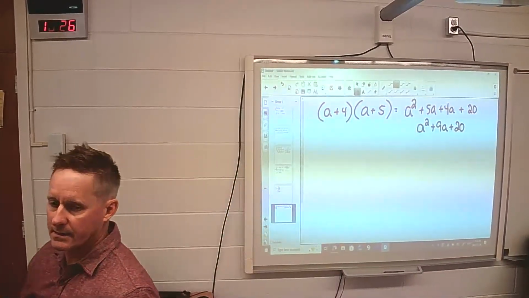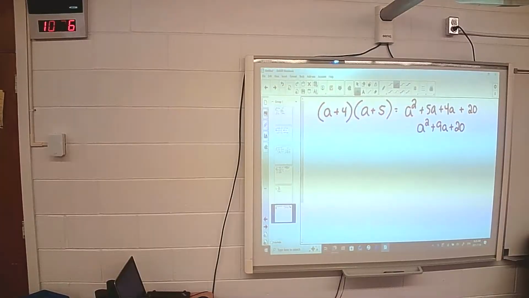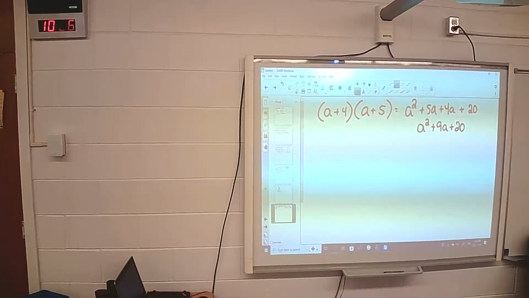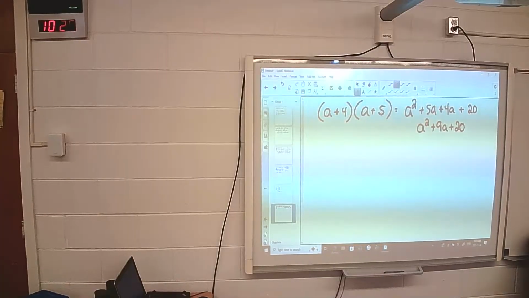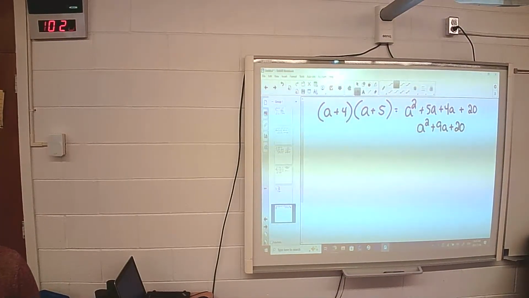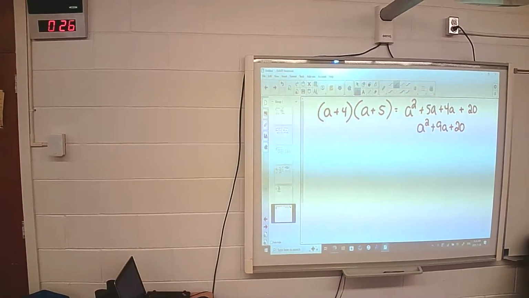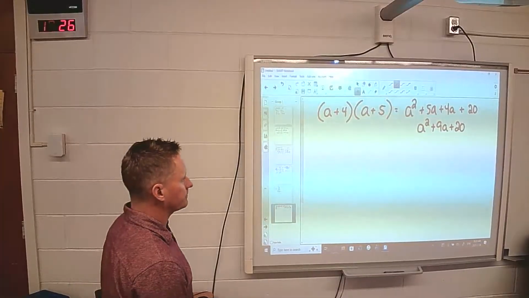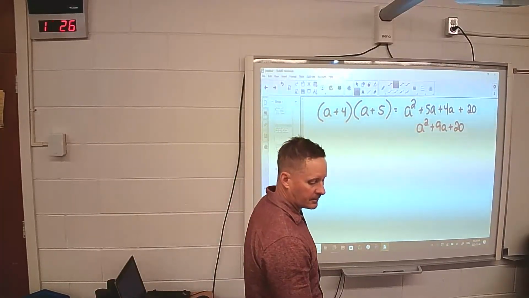First, outside, inside, last. Probably the easiest or quickest method that you're going to use rather than the other two. This only works for a binomial and a binomial though. It only works for a binomial and a binomial, the FOIL method. Okay, write that down.